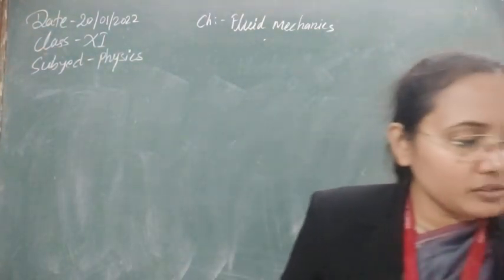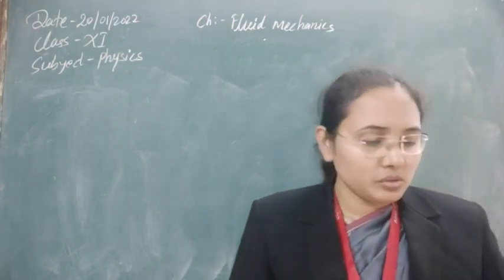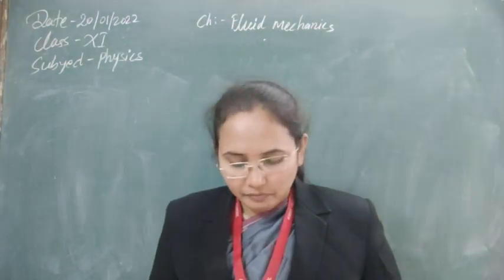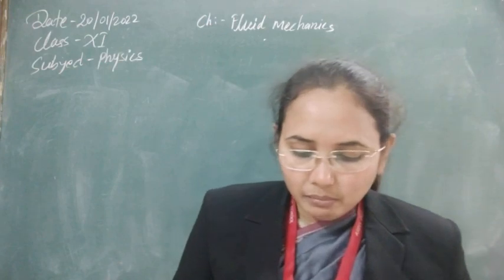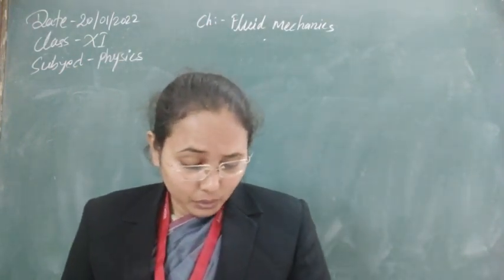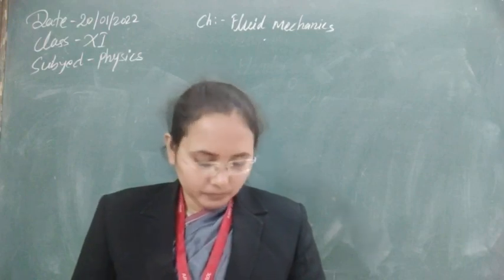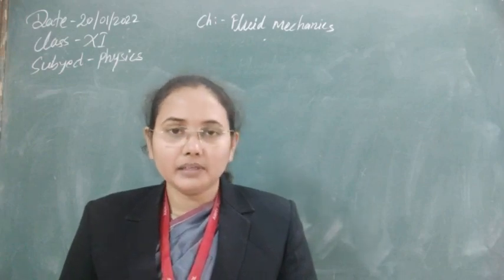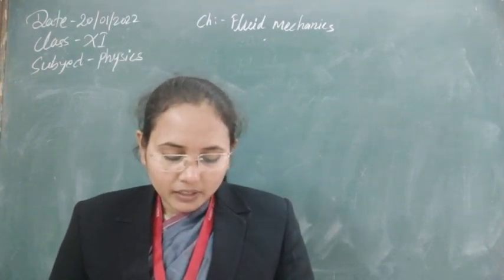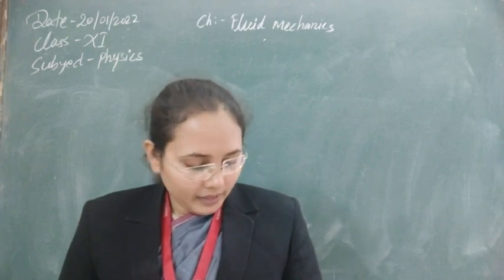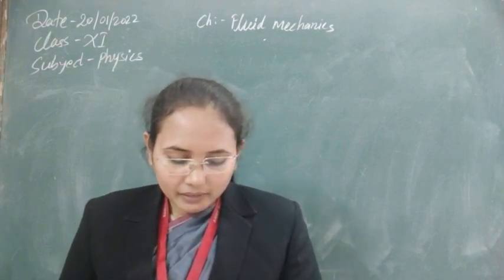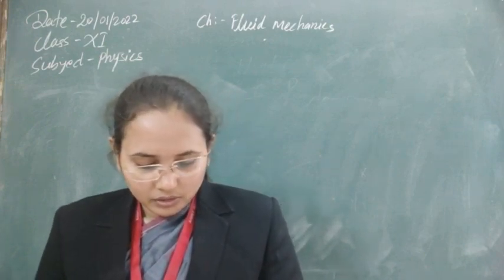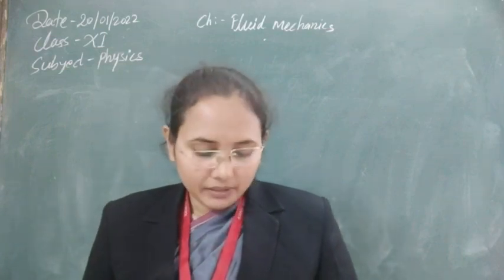Now after this, let's solve some problems based on capillary action also. The first question for this one: a liquid rises to a height of 5 cm in a capillary tube and mercury falls to a depth of 2 cm in the same capillary tube. If the density of the liquid is 1.2 gram per centimeter cube, of mercury is 13.6 gram per centimeter cube, and the angles of contact of the liquid and mercury with the capillary tube are 0 degree and 135 degree respectively.